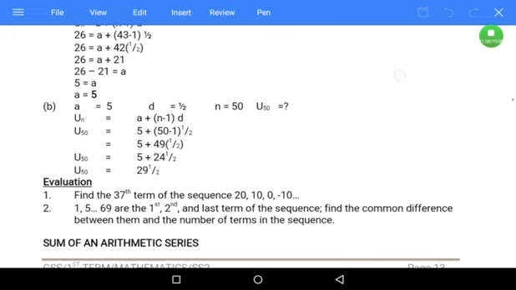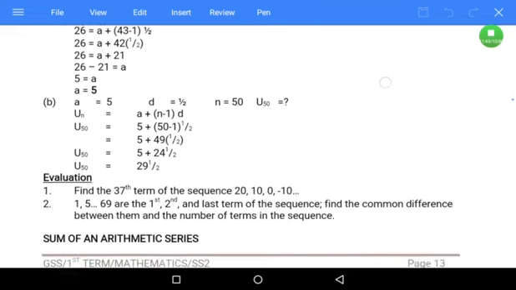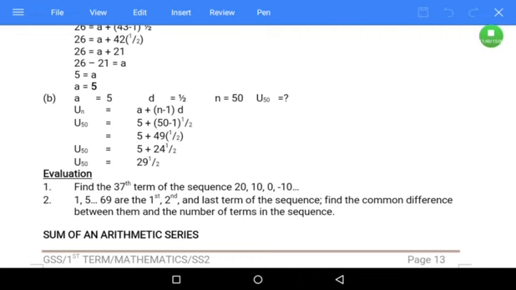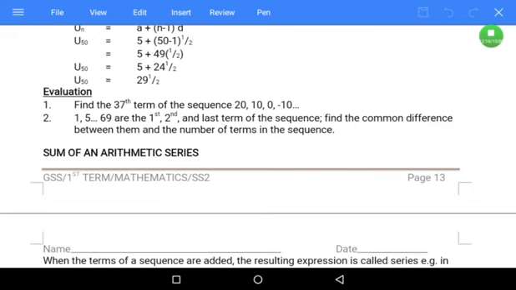Now that we've got a to be 5, it is easy for us to get other things. We are also asked to find the 50th term. Very simple. We know that Un is a plus n minus 1 d. So just find U50. U50 will be a plus 50 minus 1 d. Our a is still 5. So we have 5 plus 50 minus 1 times d, which is half. So we have 5 plus 49 times half. That gives us 24 and a half. When you add that to 5, you get 29.5, or 29 and a half.